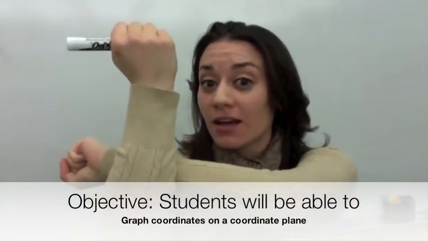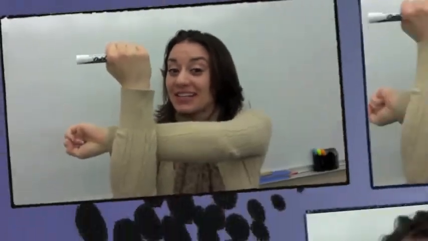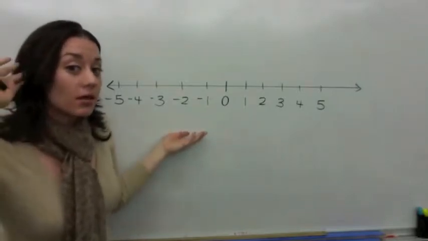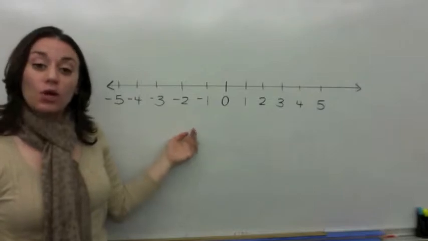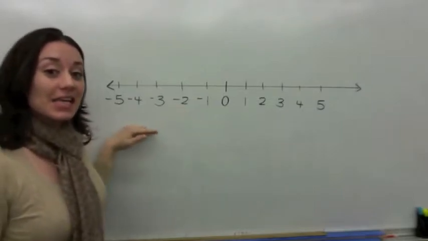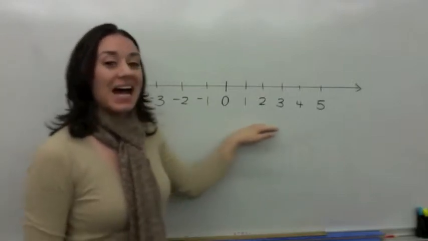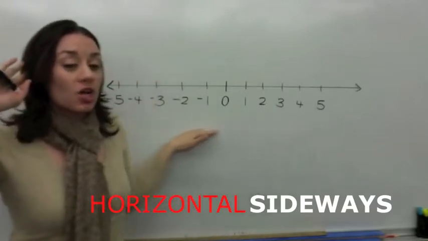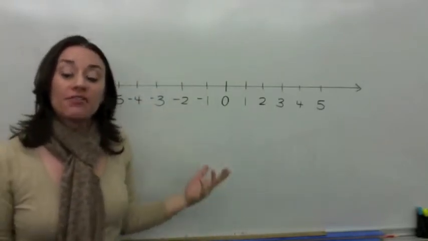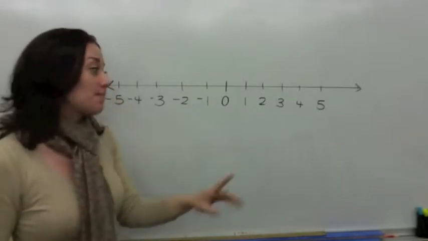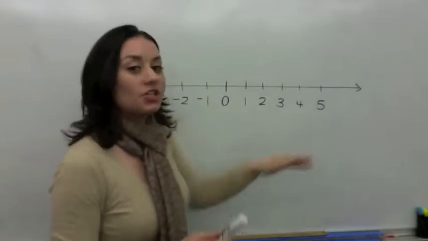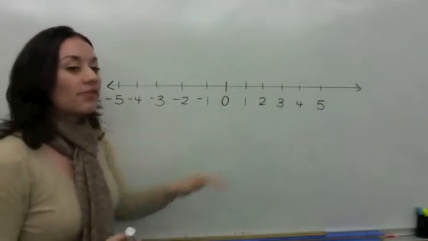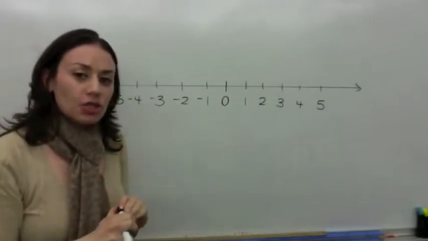Very good. We all recognize this as a number line. What you'll notice about the number line is that it is horizontal, which means it goes side to side. That's right, a horizontal line. Remember, a number line has 0 in the middle, positive integers to the right, and negative integers to the left. Instead of calling this a number line, it actually has a name.